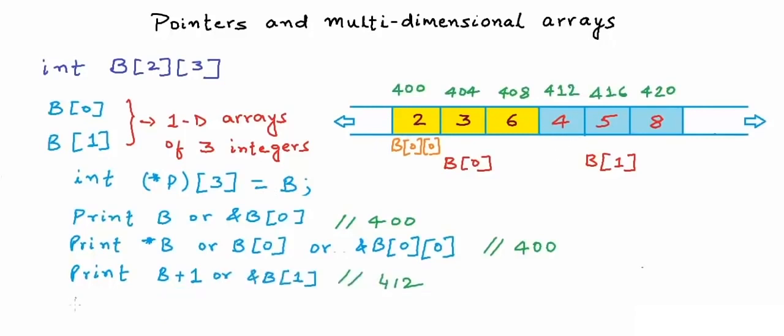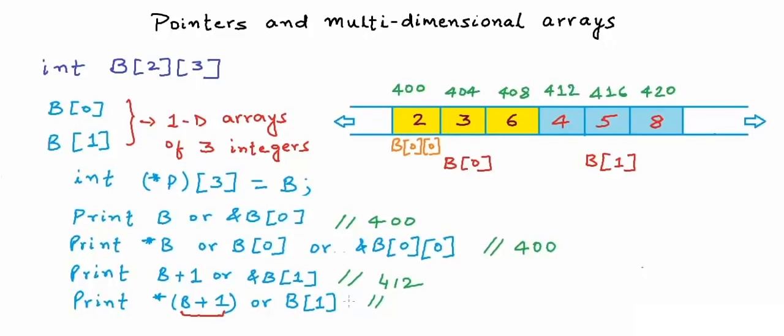Okay, now what if I print asterisk of b plus 1? When we put an asterisk sign, when we are trying to dereference, this is when the type of pointer becomes important. B is a pointer to a one-dimensional array of 3 integers. So b plus 1 is also a pointer to a one-dimensional array of 3 integers. And when we dereference, we will get this whole one-dimensional array of 3 integers starting at address 412. Asterisk of b plus 1 is the same as b1. So we will get b1.